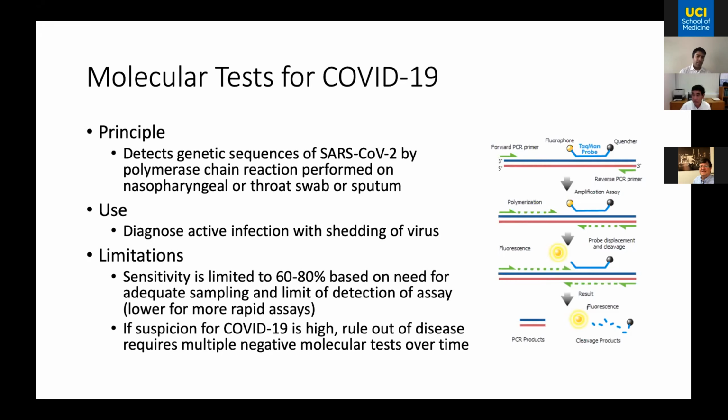Usually the more rapid the test is, the more virus RNA that you need in order to have a positive test. And so, because of this limited sensitivity, if the suspicion is high, we need to do multiple tests over time. One test will not rule it out. If the suspicion is low and you have another good cause for the patient's symptoms, then maybe one test would be okay. But if you are truly suspicious of COVID-19, you need to do more than one.